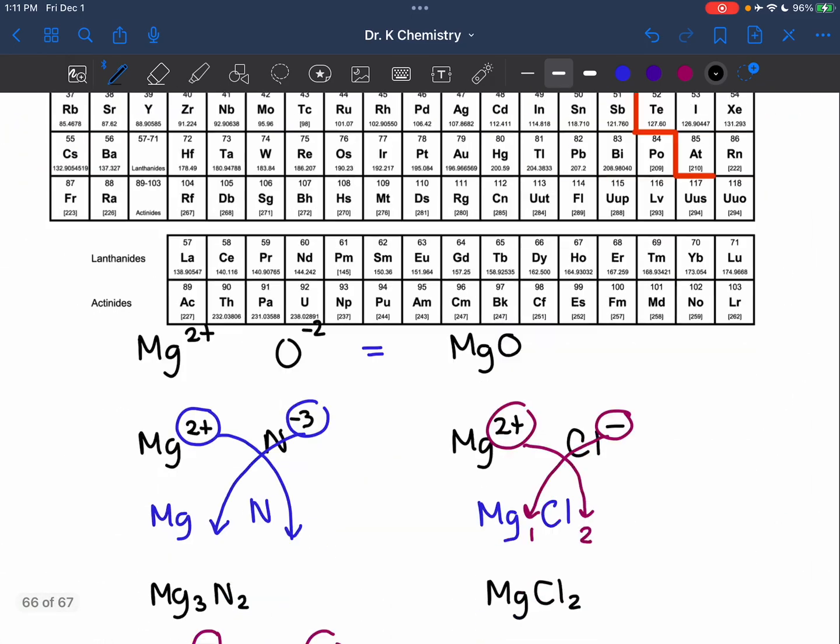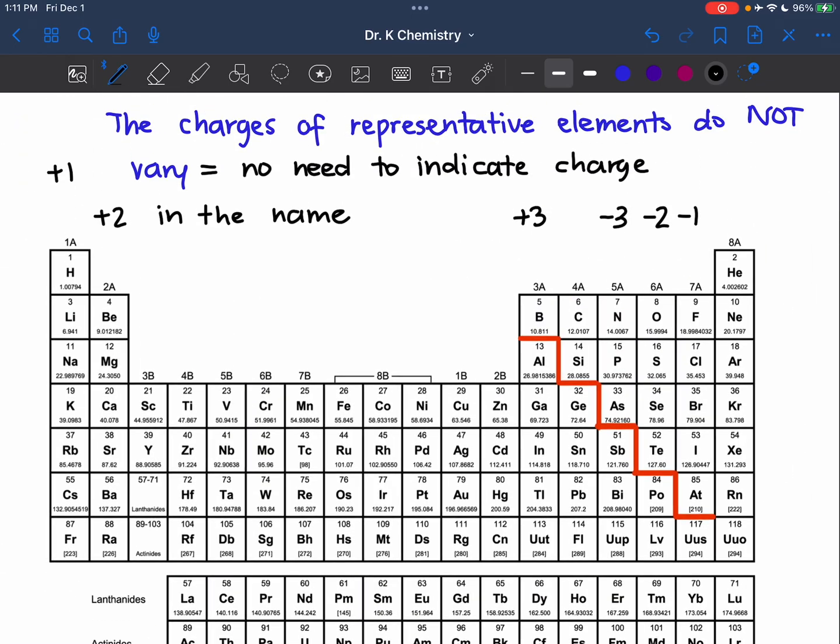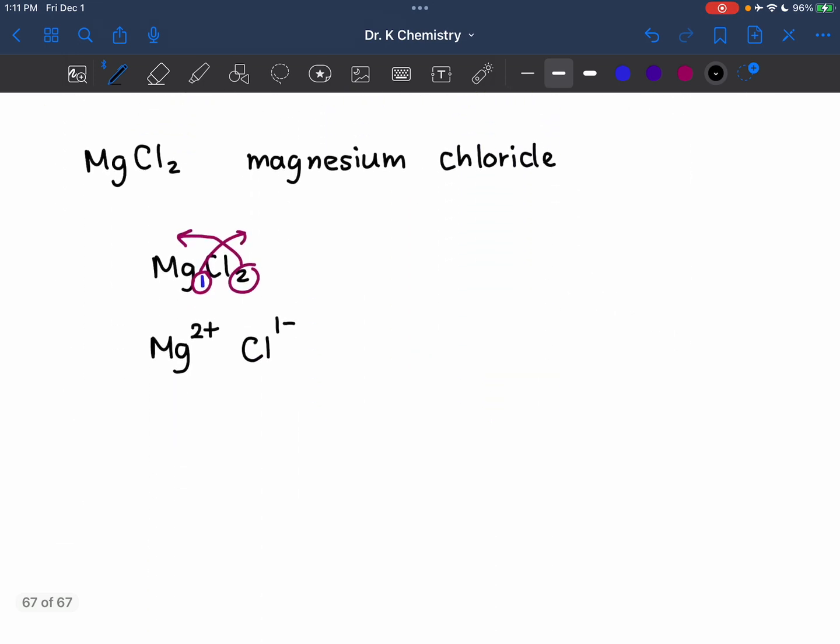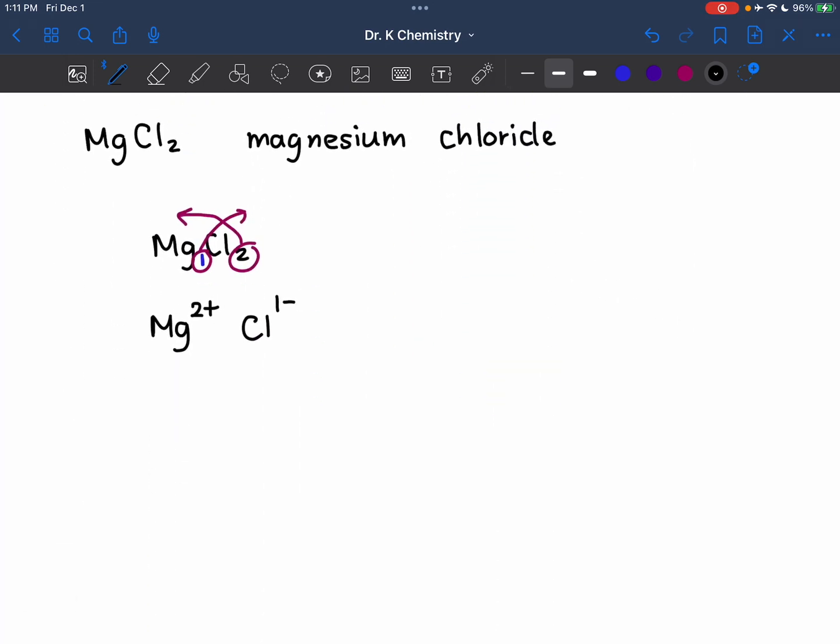The other way we could have thought about this is, well, we could look at the periodic table. We see magnesium is in group 2A. It has to have a charge of +2. And chloride is in group 7A. It has to have a charge of -1. So you could either uncross or you could just look at the periodic table directly and figure that out. Let's try a few more.